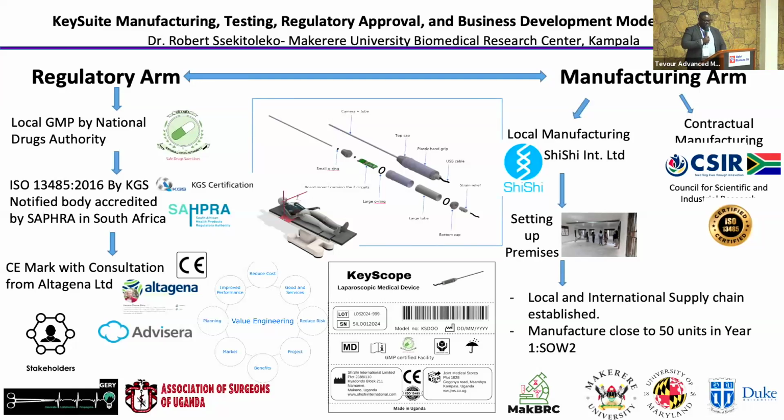But before or during that, we wanted to know, how will the regulators be happy? For example, in Uganda, we have National Drug Authority. We have the international standards, ISO 13485 is the quality management systems standard that if you are accredited under that.